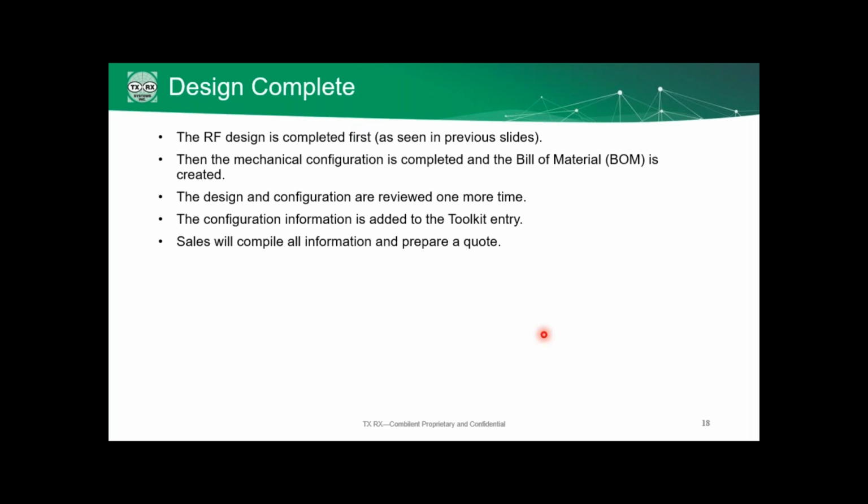Once that happens, the sales department will then retrieve all the pertinent documentation and the configuration number, and use that information to determine cost and prepare and issue the quote. Now, in the future, we can go back to this toolkit and refer to that design and any other special notes, if necessary, or if a modification of that design is required.